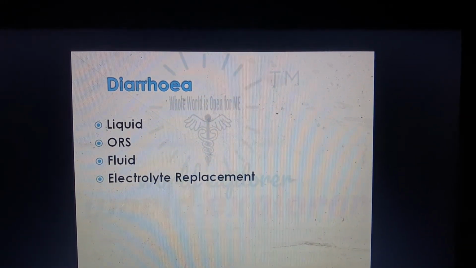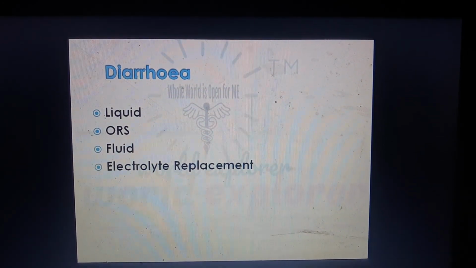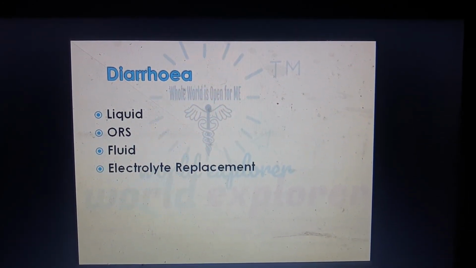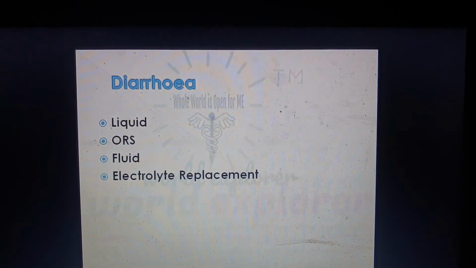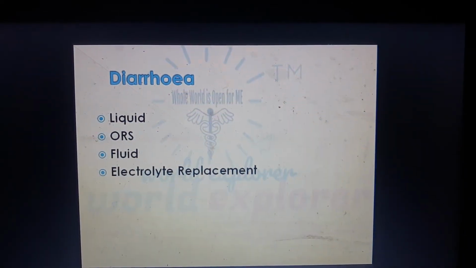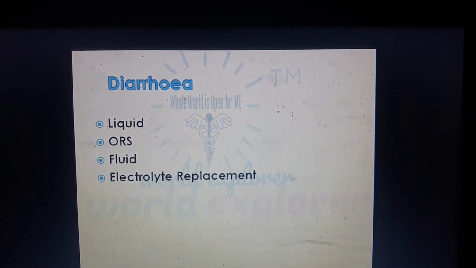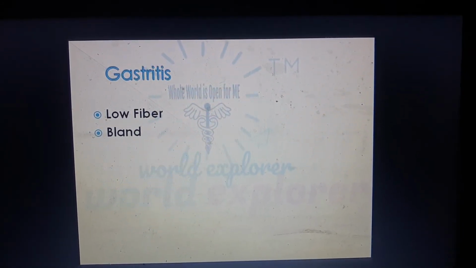Not just liquid, we are giving the ORS, that is a composition of sodium, potassium, chlorine, etc. And if ORS is not available, we are making the homemade ORS. For that we are mixing a pinch of salt with a fist of sugar in water and then we are giving it. To add to the taste, we may add even lemon, mint, etc. And this is better as we are giving electrolyte replacement.